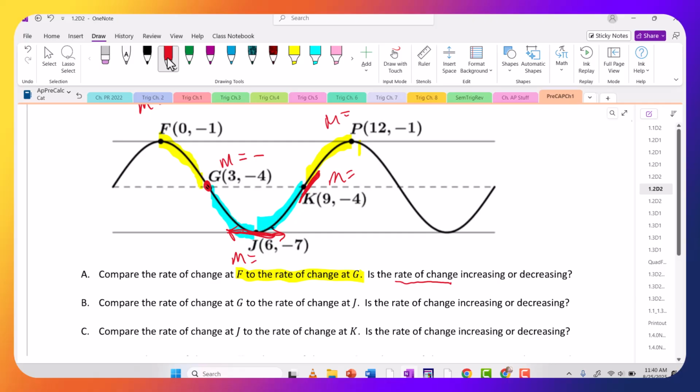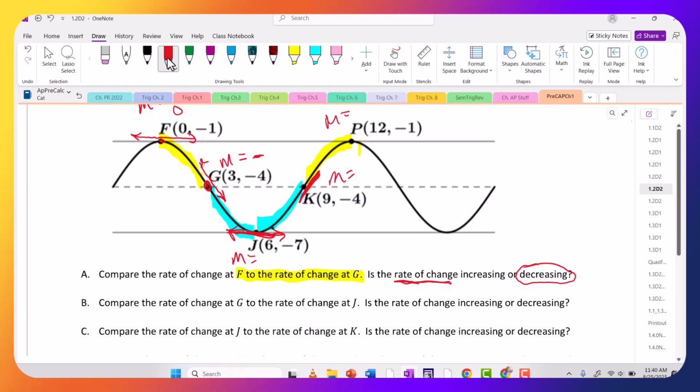Okay, what's the rate of change here? What's the slope of this tangent line right there? 0. And then what's the slope of this tangent line? What kind of number, which is actually listed right there? What kind of number is this? Negative. To go from 0 to a negative, is that going up or down? 3, 2, 1, go. Down. So the rate of change is decreasing.